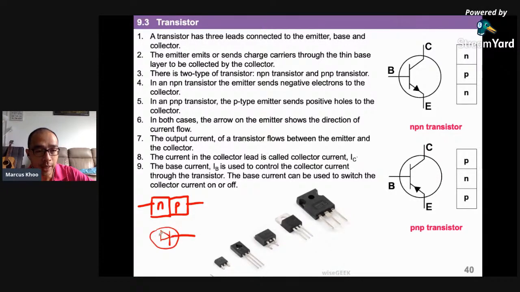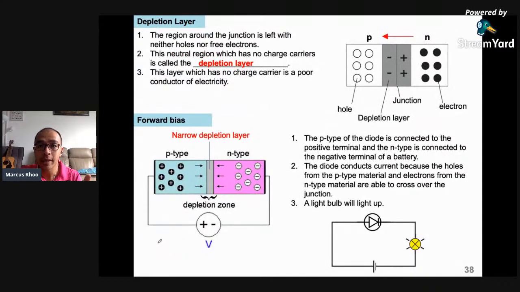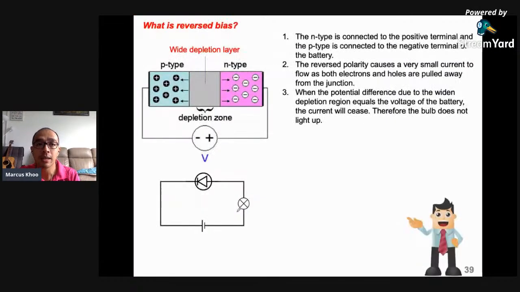So the function of the diode is to allow current to flow through one direction only. And there are two ways of connecting the diodes. Which is forward bias, where the p-type part of the semiconductor is connected to the positive of the battery, and the n-type is connected to the negative of the battery. The other way to connect is reverse bias, where the p-type is connected to the negative part of the battery, and the n-type is connected to the positive part of the battery.